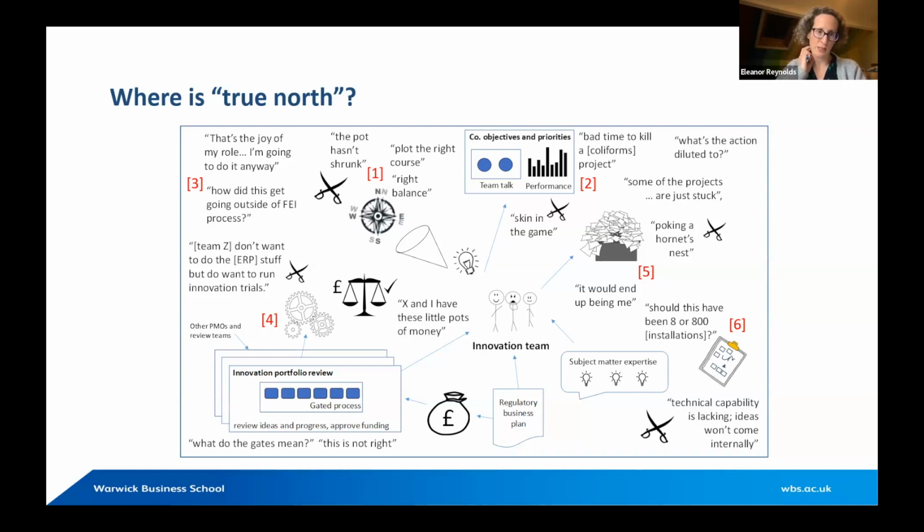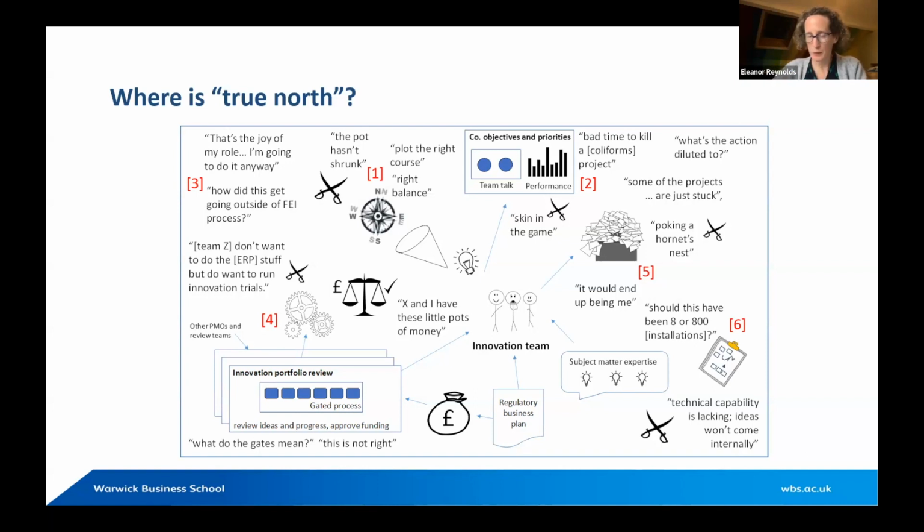Number 3, I've got some ideas here that are all around the exercise of autonomy. That wonderful quote that somebody says, "That's the joy of my role. I'm going to do it anyway." He's not interested in whether everyone else agrees. He's going to do it anyway. The frustration when someone says, "How did this get going outside of the front-end innovation process?" These were the sorts of situations that I was seeing people struggle to engage with on a daily basis in their work.